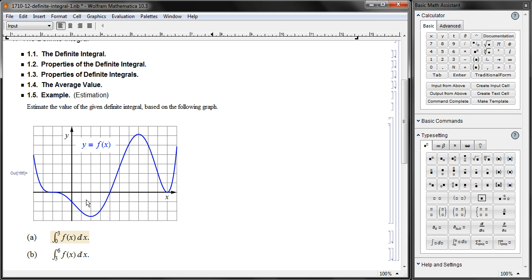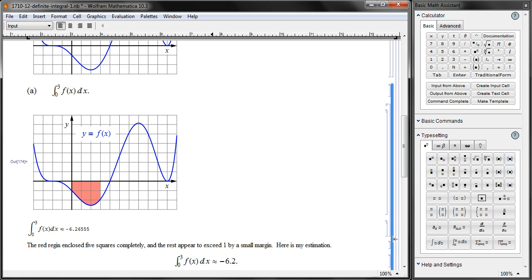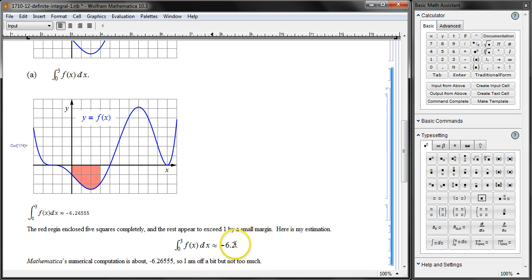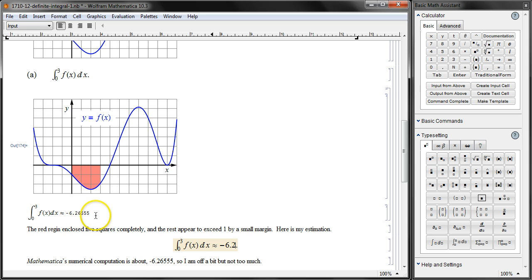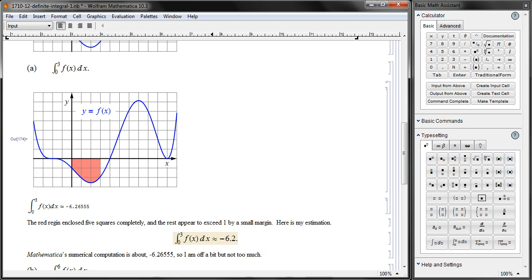And then if we make further estimation, it goes like this: 1, 2, 3, 4, 5 squares are completely enclosed, and then there'll be more. Wait a minute, there's a better picture here. Okay, here. 5 squares are completely enclosed, and then half, and then there'll be more. So I estimate something like negative 6.2, just an estimation. And the precise computation using Mathematica yielded this kind of computation. So that rough estimation was pretty good.